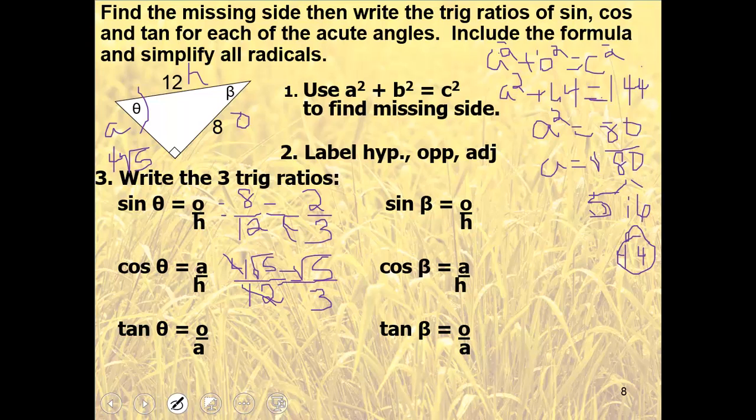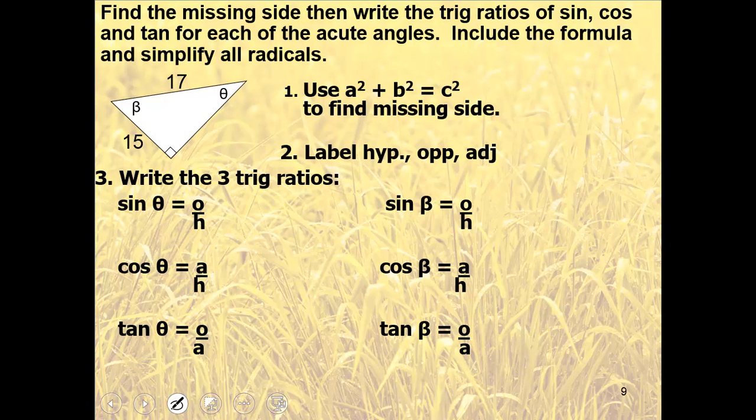Notice that since my radical is in the numerator, I don't have to rationalize that. I'm good. And then I get opposite for tangent over 4 square roots of 5. This one I do have to rationalize. I'm going to cancel this first, and I get 2 over the square root of 5, which I'm going to multiply by the square root of 5 over the square root of 5, and I get 2 square roots of 5 over 5. Just like that.